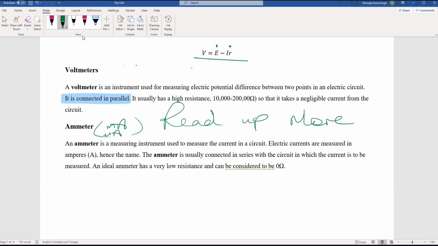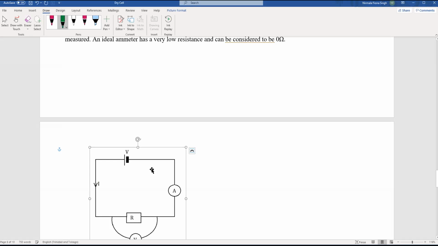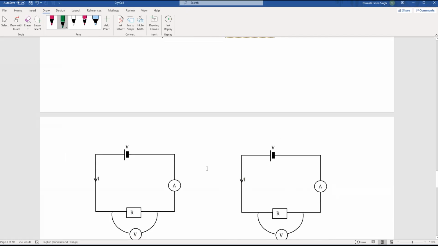All right, so let's see here in our diagram. I should have put two diagrams. Let me copy and paste. Let's get our next diagram, one for the ammeter and one for the voltmeter.